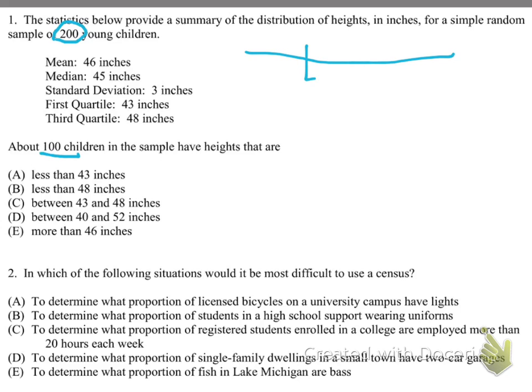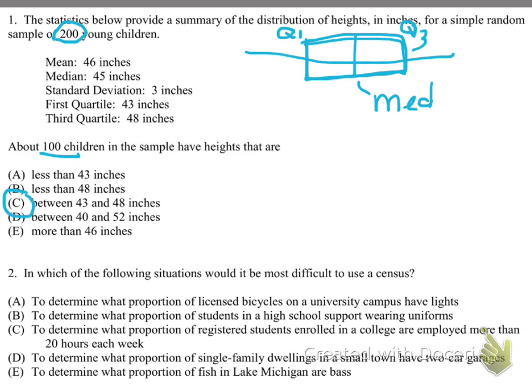So remember what we have here. This number here is my median. This is Q1, this is Q3. Remember, 50% of my data is in here, and so that is between 43 and 48. So the answer here is C.